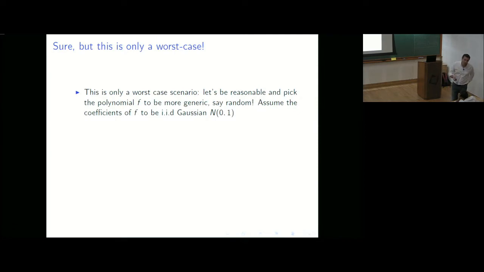So you can still hope that if you take a random polynomial, things will be good. So let's be reasonable and pick the polynomial f to be generic, say random. Assume the coefficients of f to be, let's say, IID Gaussian. All right? Of course, you've recognized what I'm doing here.